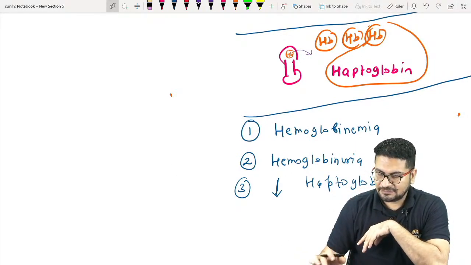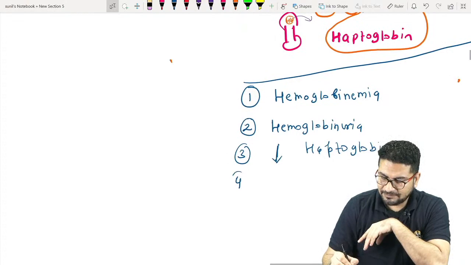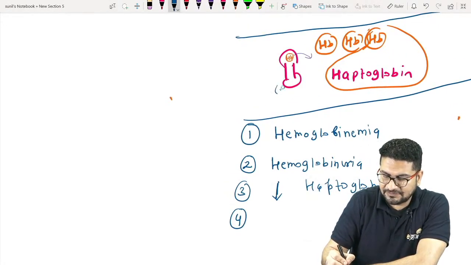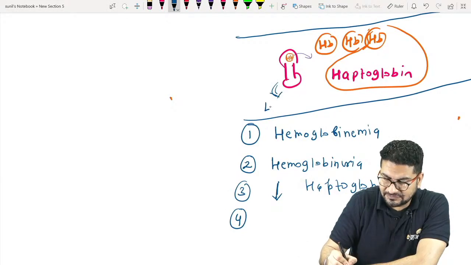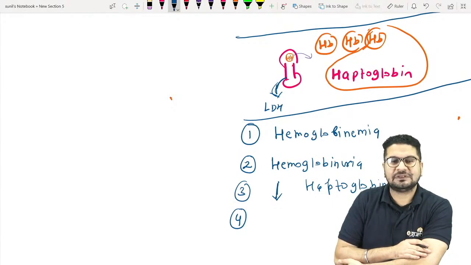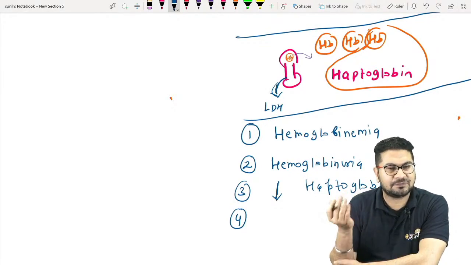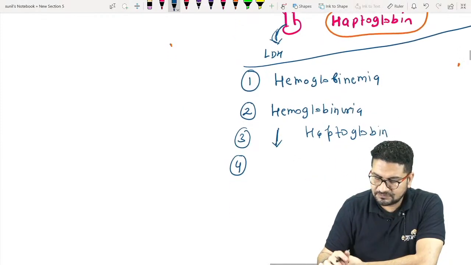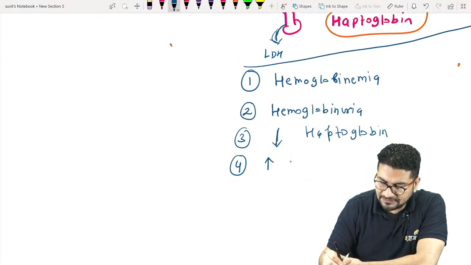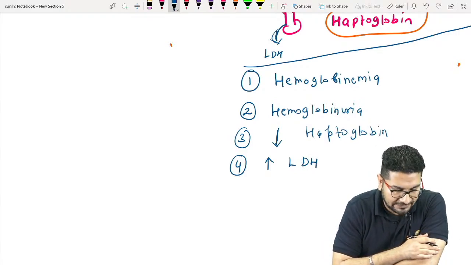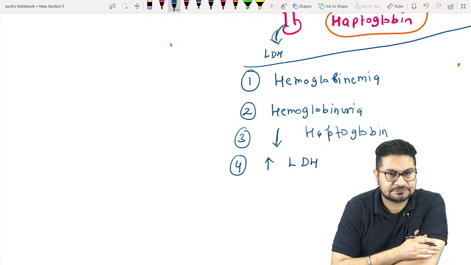Is it clear? Now understand this, when RBCs are dying, RBCs have an enzyme. From the RBC, one enzyme will come out. This enzyme is called LDH. From biochemistry, you will see RBCs have an enzyme called LDH. So when RBCs are dying, more LDH will come out, which means the LDH level will increase. Clear? LDH level will increase. Guys, are you getting me or not?